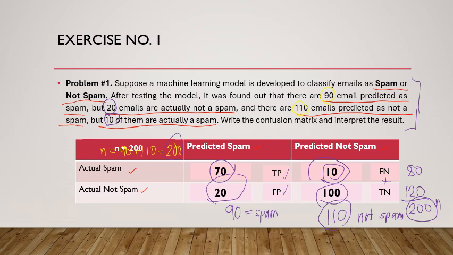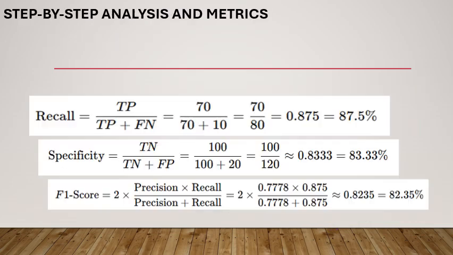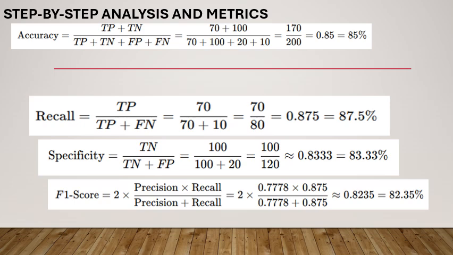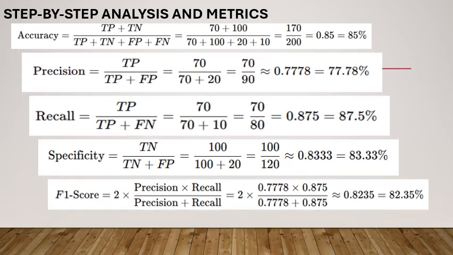Now let's evaluate the performance of the model using our evaluation metrics. First is our accuracy, then we have the precision, the recall, specificity, and the F1 score. Applying the formula for the accuracy, we have the true positives plus the true negatives, divided by the total number of samples. We will get 85%. It means that the model correctly classified 85% of the emails, indicating reasonably good overall performance.